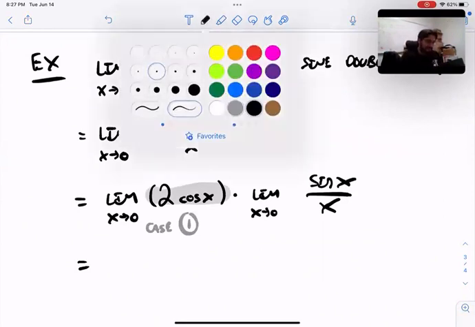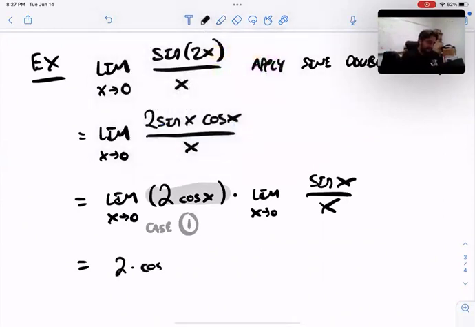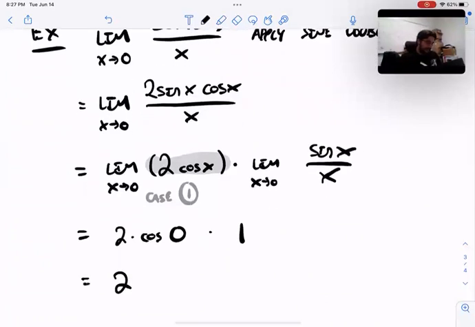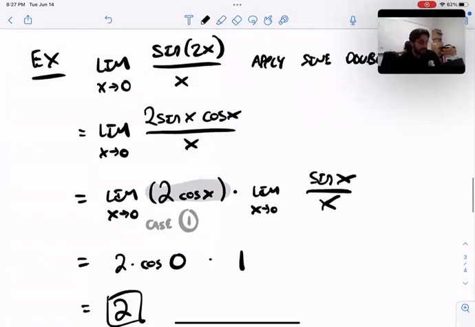So this one, I can just plug in the value, 2 times cosine of 0, right? This second one is a famous formula, right? This is our special limit for sine. This is just 1, right? So at the end of the day, here I get 2 times 1 times 1, which is just 2. So that's the limit of this sine of 2x over x, right?